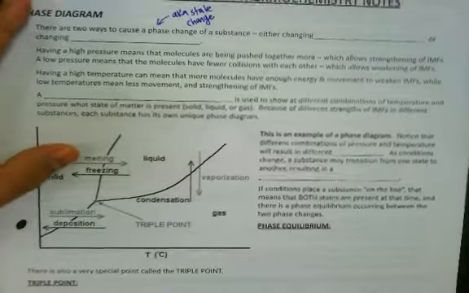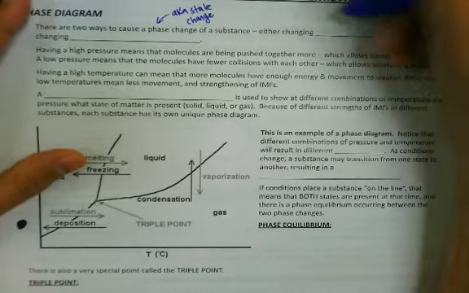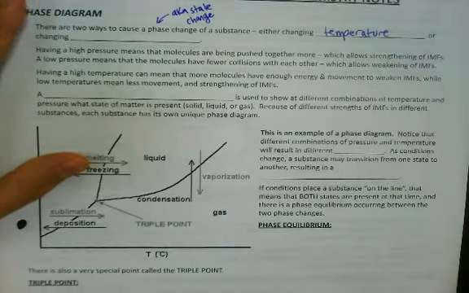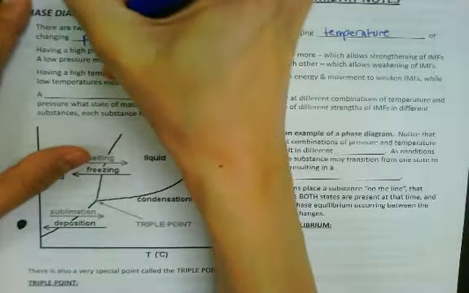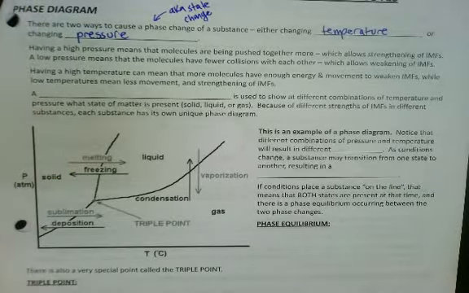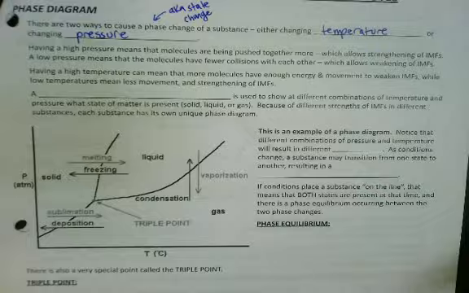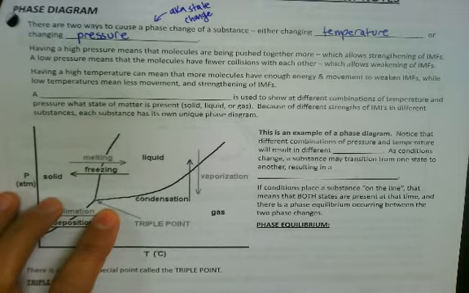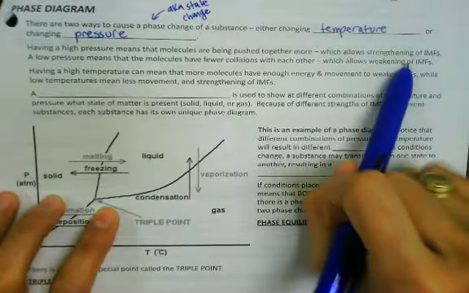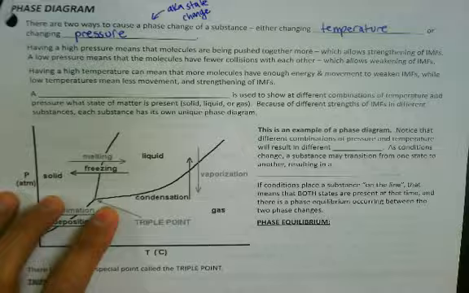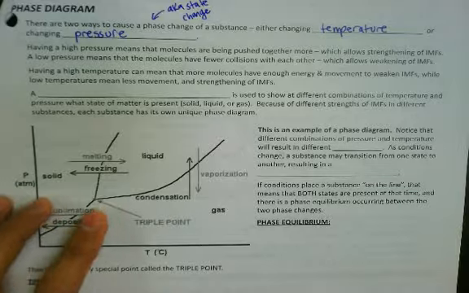The way that we can change the state of a substance is either by changing the temperature or the pressure. Having a high pressure, of course, means that there are a lot of particles being pushed together, which will allow for intermolecular forces to be strengthened, whereas a low pressure means that molecules have fewer collisions and will not have as strong of IMFs.